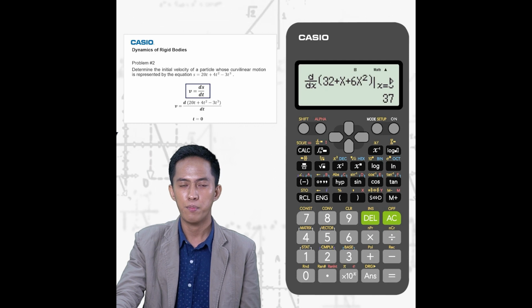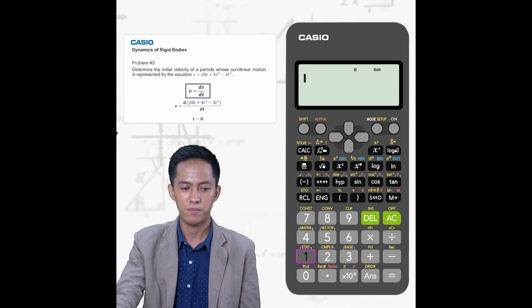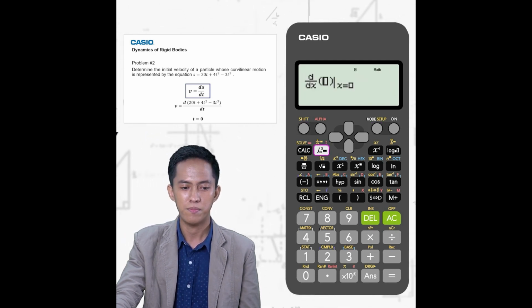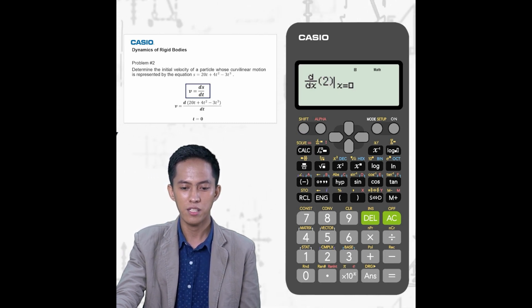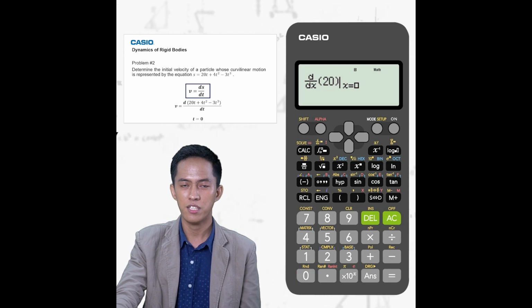First step, press mode 1. Then shift derivative. Then input the expression, then press equals. So that is 20t. So t is designated as x, so alpha x.